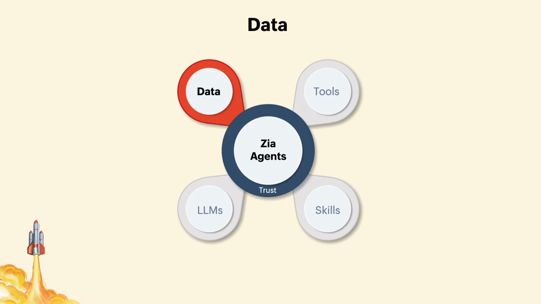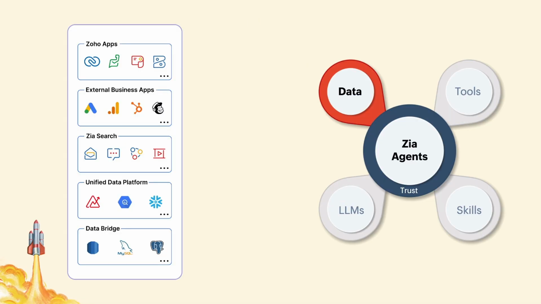The next peripheral is data. Data is God, I would say, right? This is the fundamental of agentic AI. Without this, there is no context to it, right? So how do we collect data? We have a plethora of Zoho services that we connect with. We gather all this information and have it as one data layer.